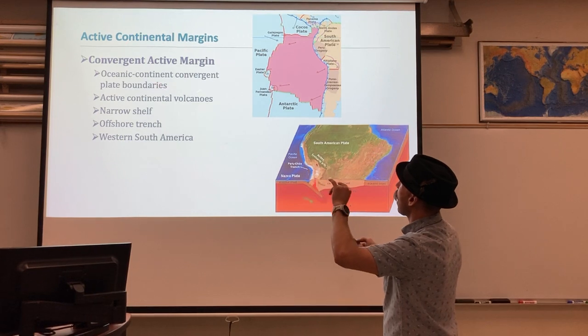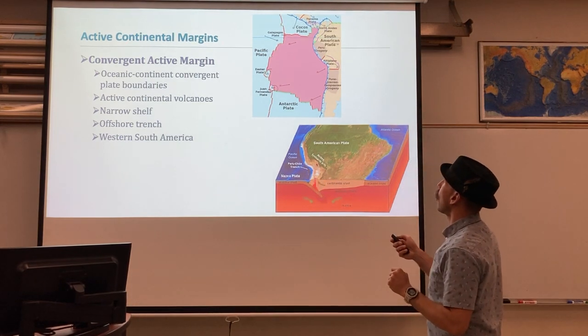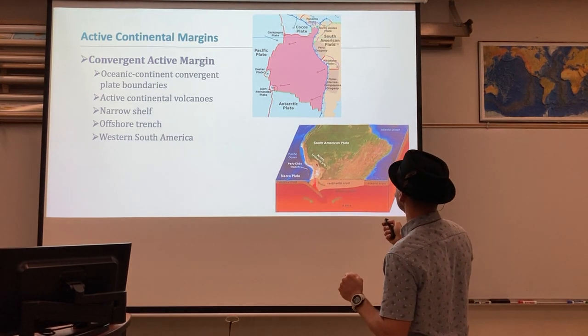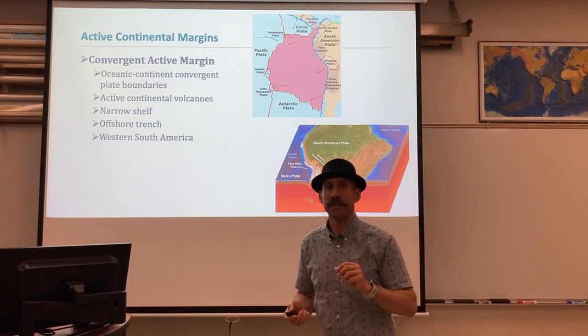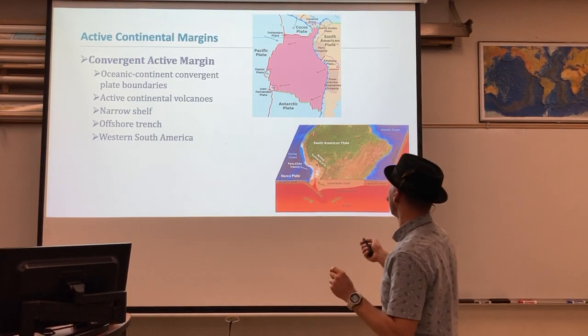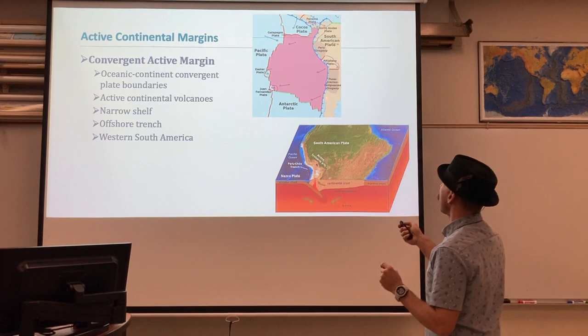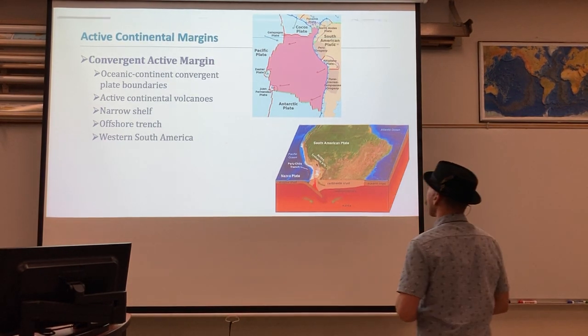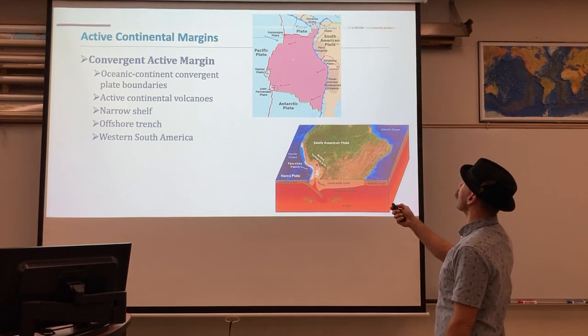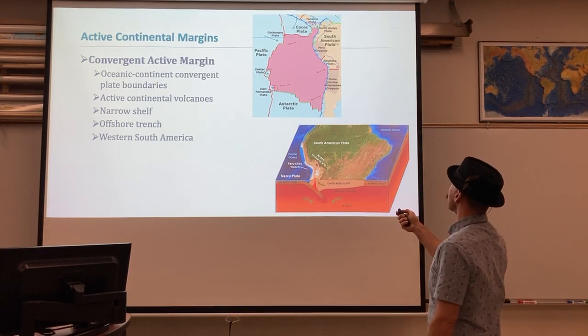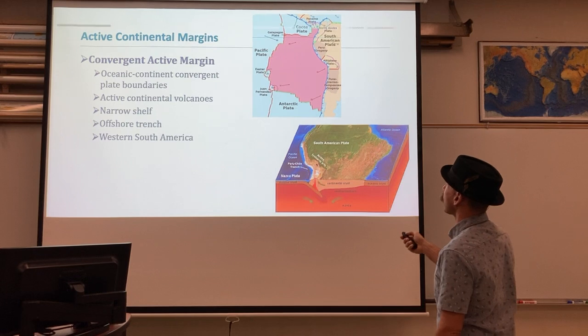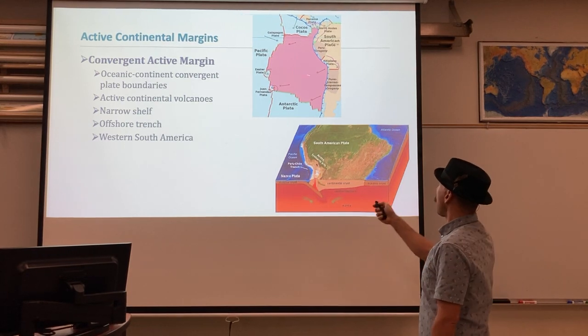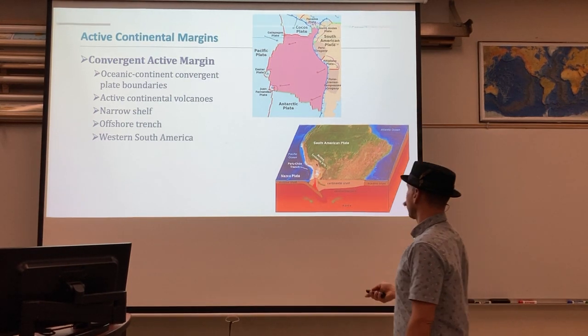And we see active continental margins off the coast of the United States. We also see it off the coast of South America. This is the oceanic continental convergent plate boundary. There is subduction of oceanic lithosphere underneath continental crust, creating a narrow shelf, a deep offshore trench.